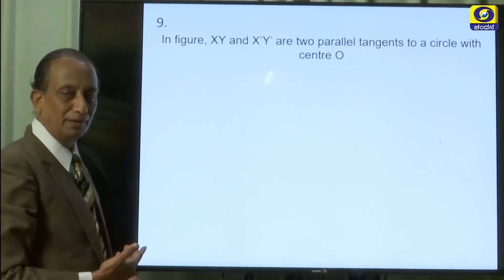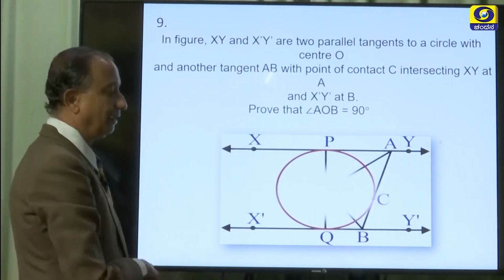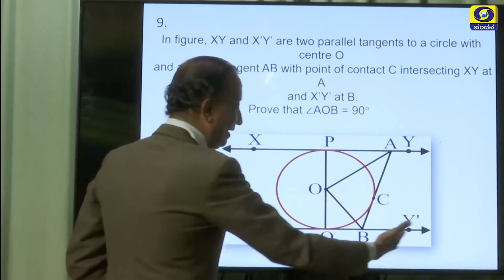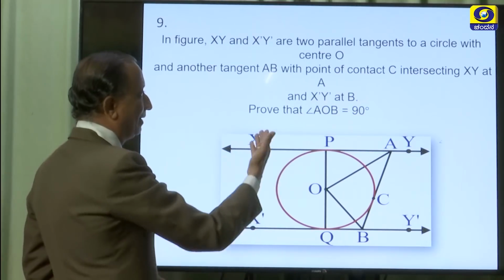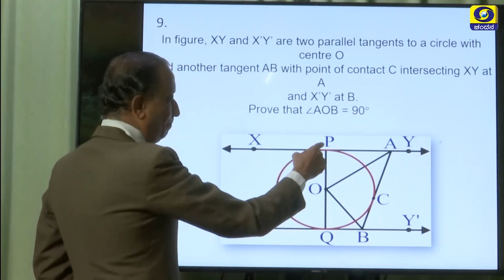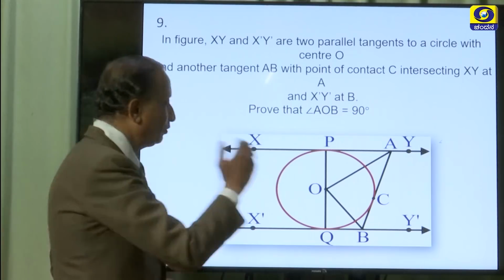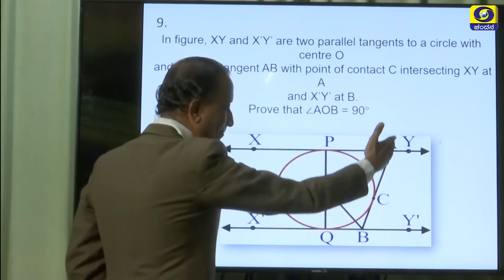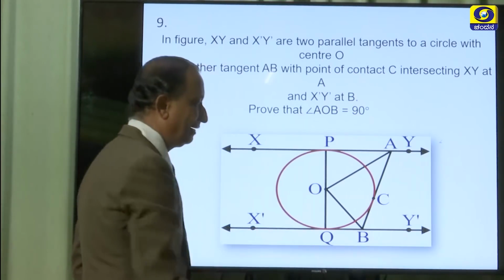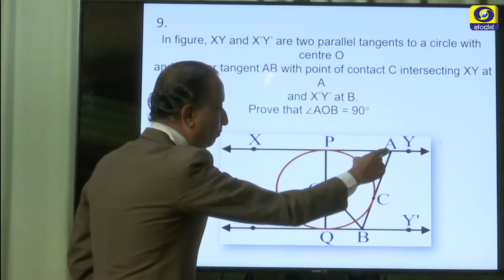This is problem number 9 from the same exercise. Okay. So, here is the figure for this. You can see here XY and X dash Y dash are two parallel tangents to this circle with center O, P and Q being their points of contact. Now, here is one more tangent AB like this, which is touching the circle at C. So, using this data, we have to find out what is the measure of angle AOB.